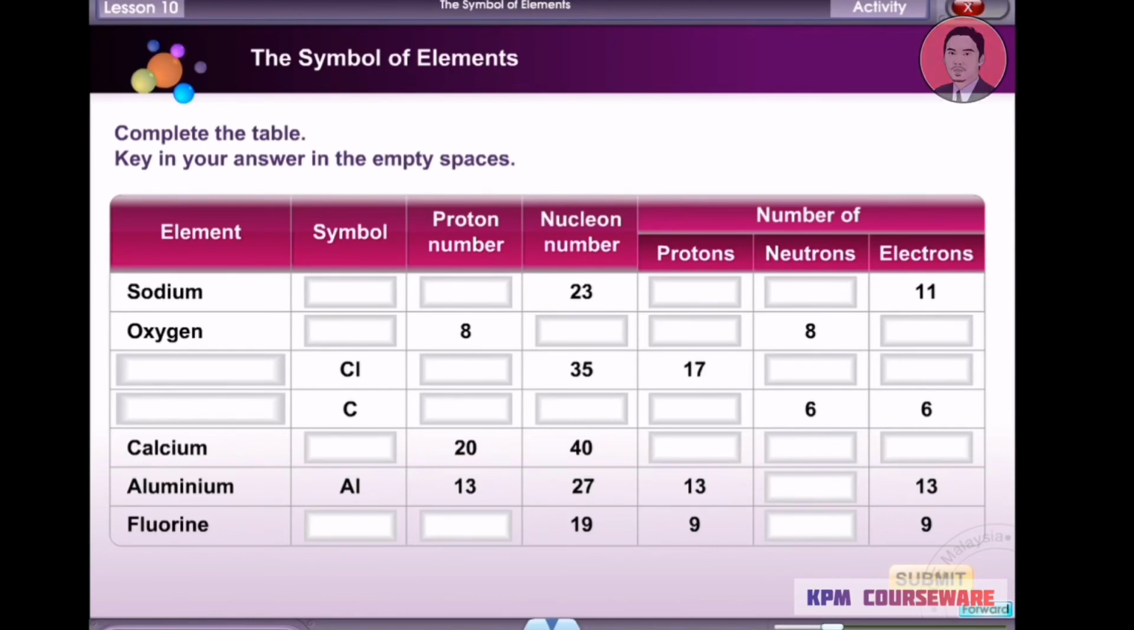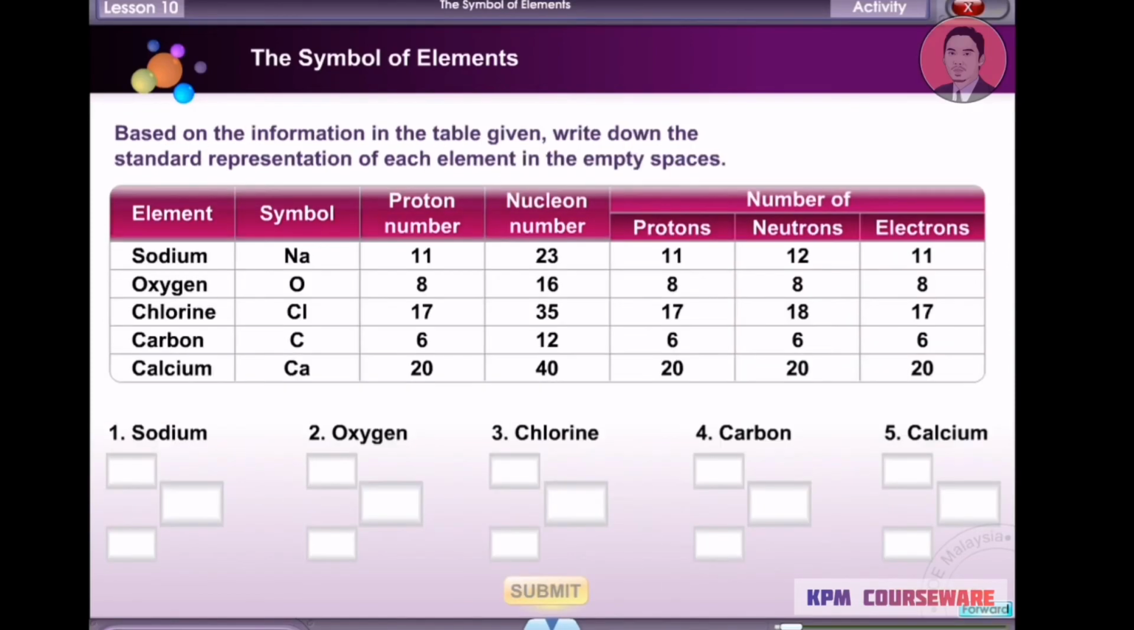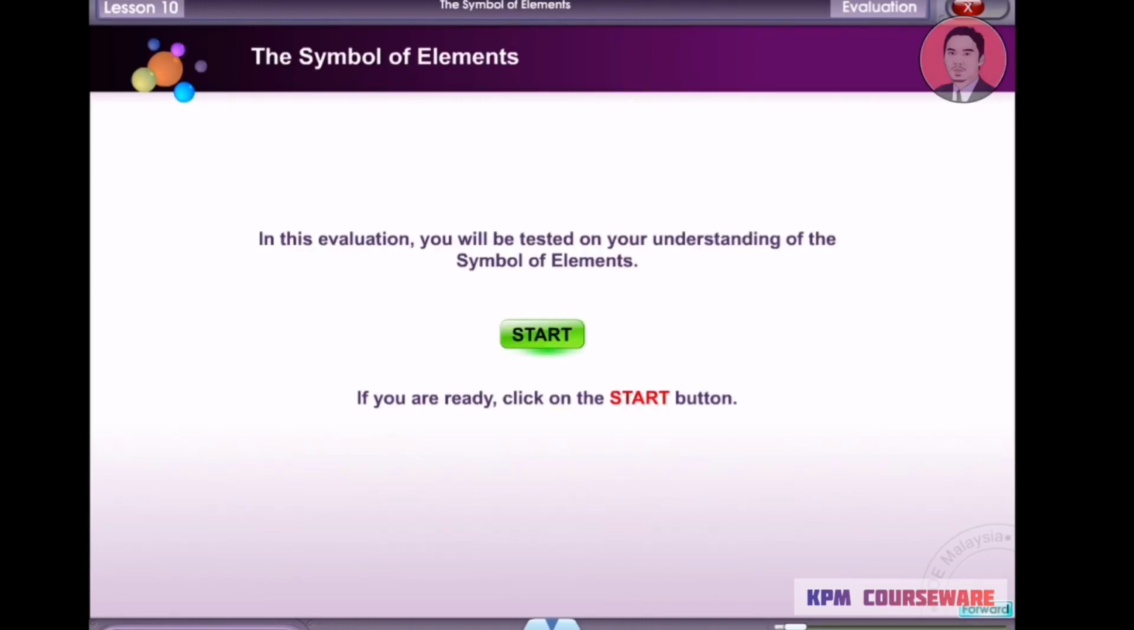Key in your answers in the empty spaces. Click on the Submit button when you have completed. Based on the information in the table given, write down the standard representation of each element in the empty spaces. Click on the Submit button when you have completed all tasks. In this evaluation, you will be tested.